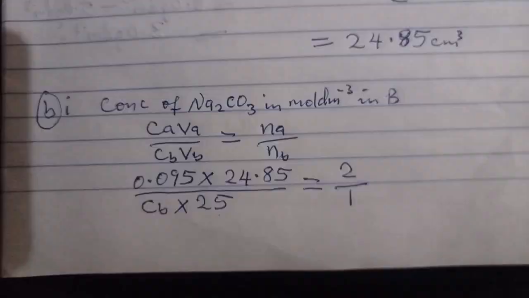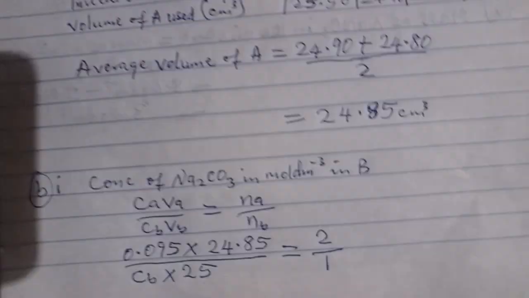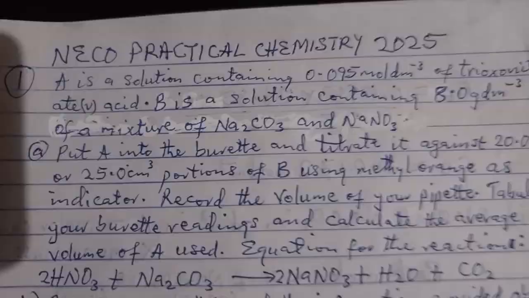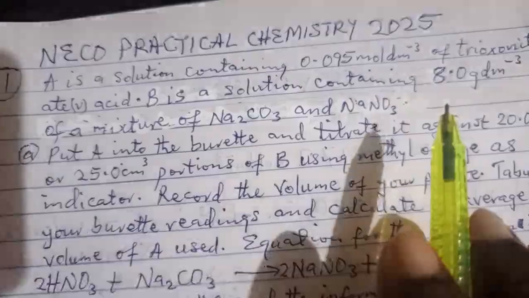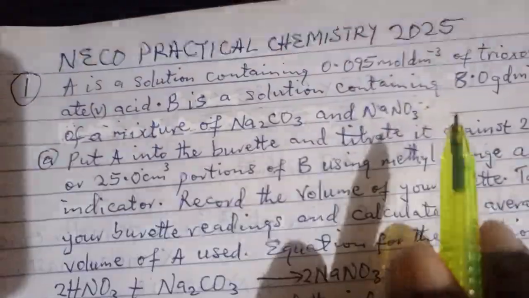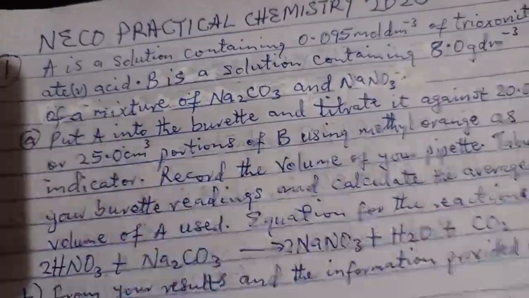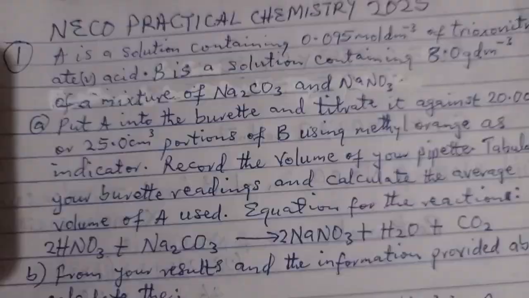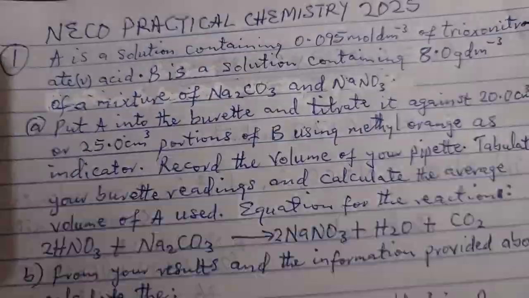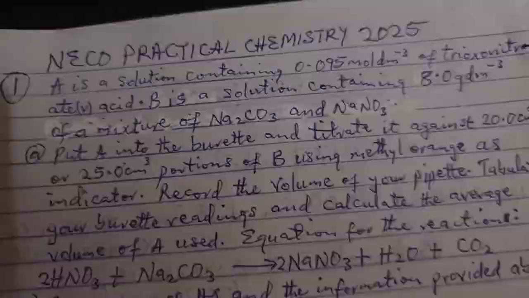B, they said you should calculate the concentration of Na2CO3 in mole per dm cube in the solution. So what they gave you there in the question was not concentration. Look at it there: B is a solution containing 8.0 gram per dm cube of the mixture of this and this. So these two substances are sharing that 8.0 gram. That's the reason you have to start using CAVA over CBVB, since they have given you the concentration of A in mole per dm cube.